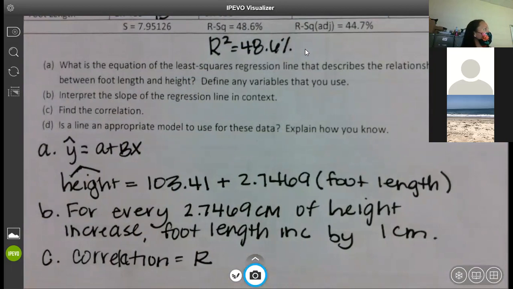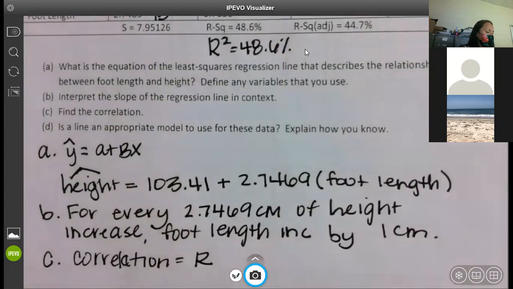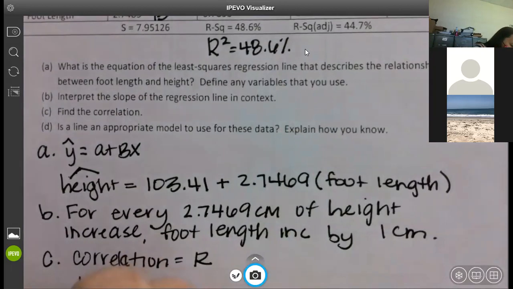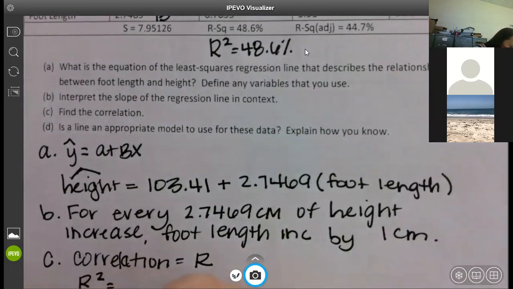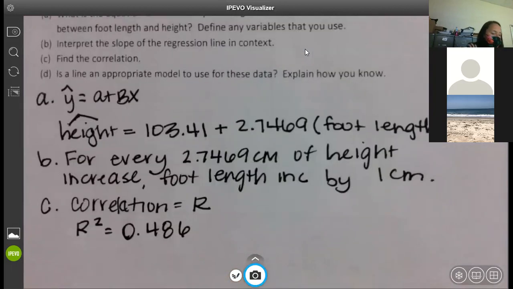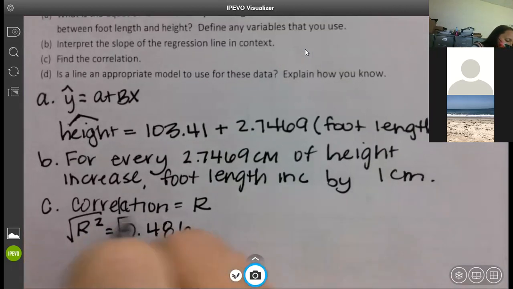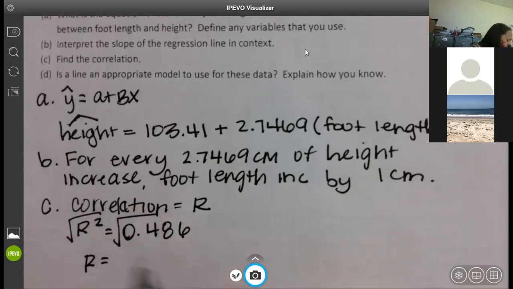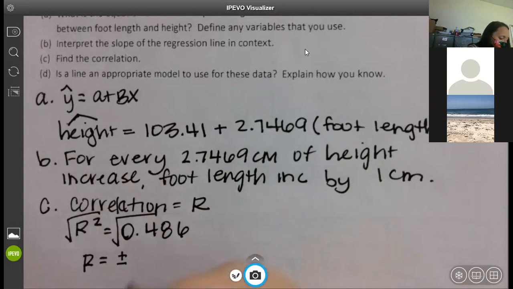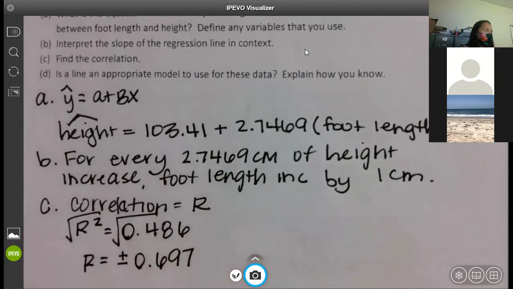So we're looking for the residual for the correlation, the R, but the R squared is so that we can have the sum of all of them, okay? So the correlation is R, but I have R squared, so how can I find R? Good. So R squared is equal to 0.486. So to find R, we take the square root, and we get R equals, and remember the square root has two solutions, plus or minus 0.697. Why would I have to do plus or minus?